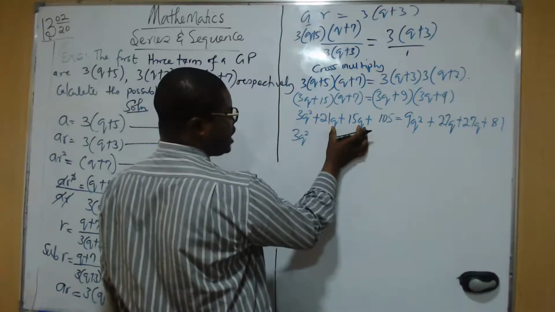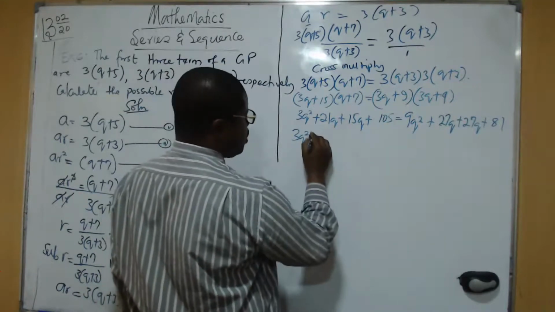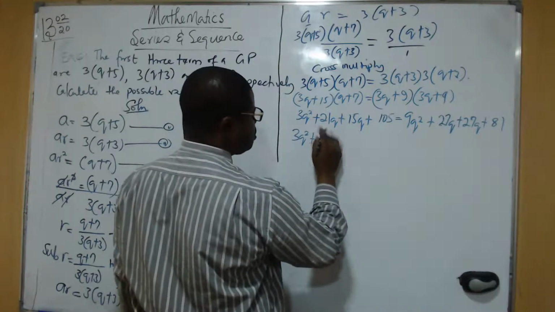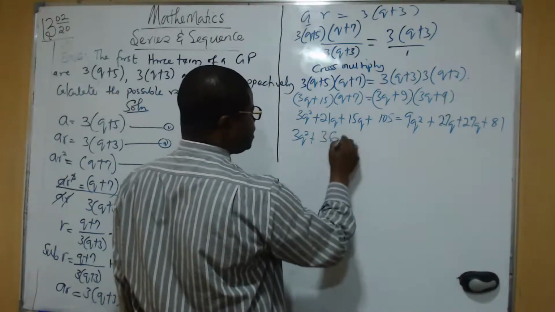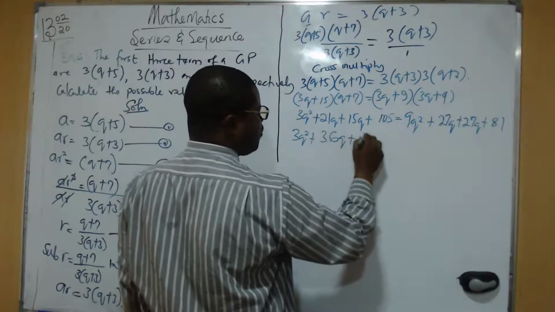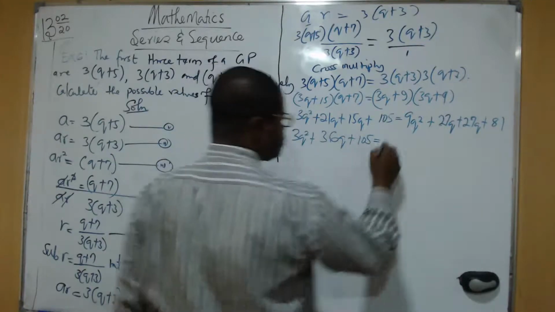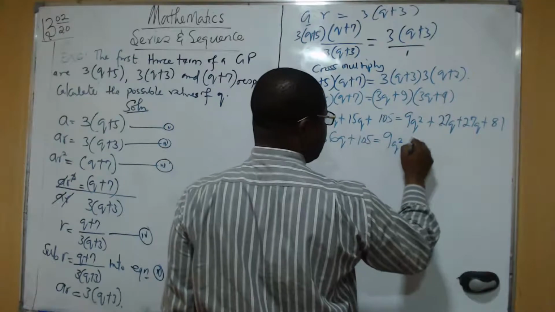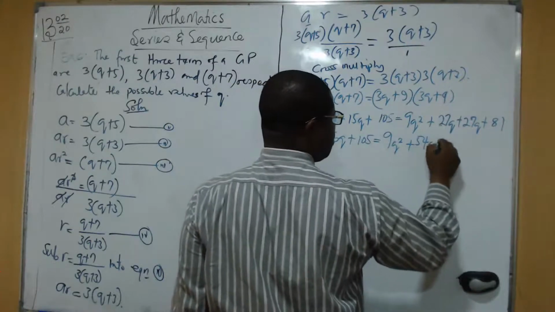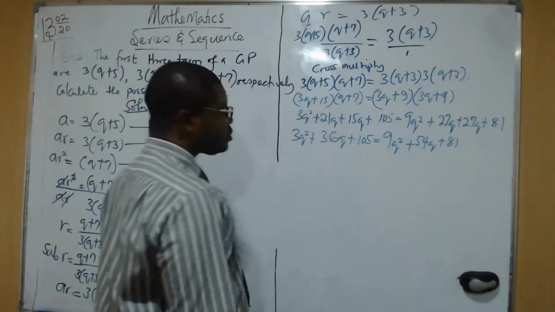Now, since these ones are same, add these two now. We're going to have plus 36Q plus 105 is equals to 9Q squared plus 54Q plus 81.